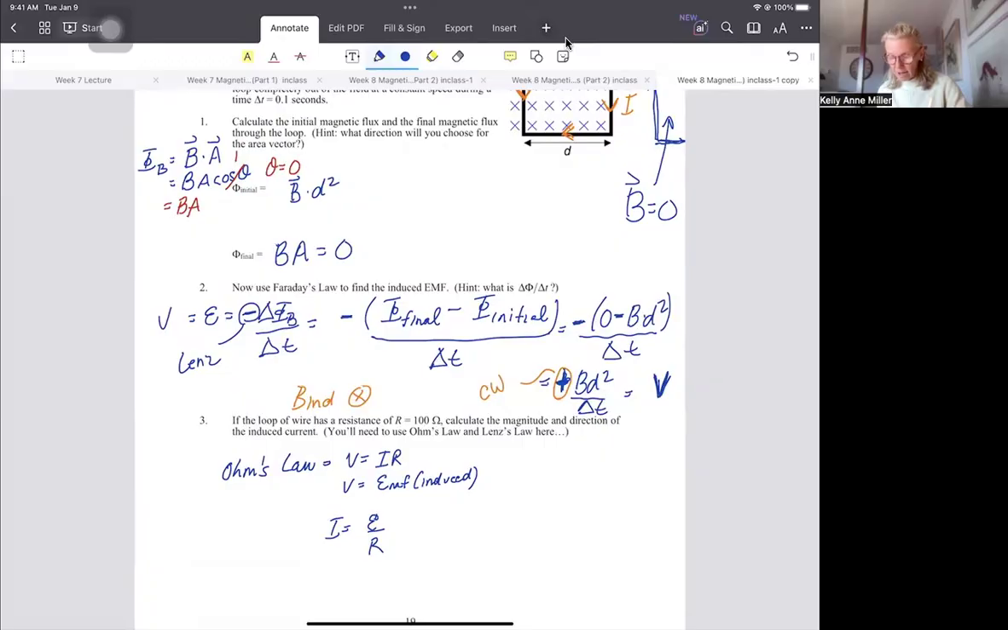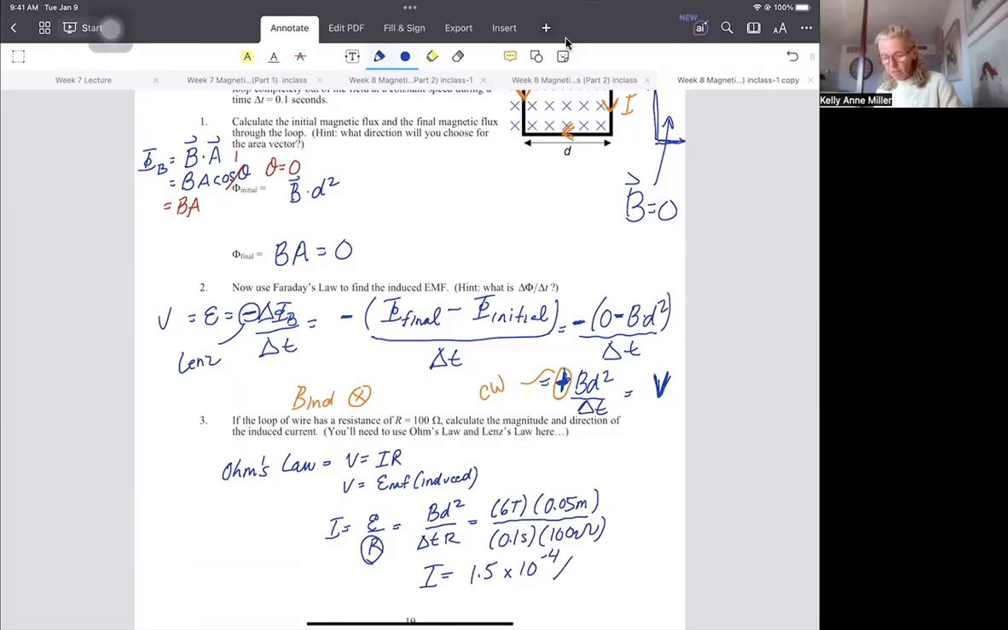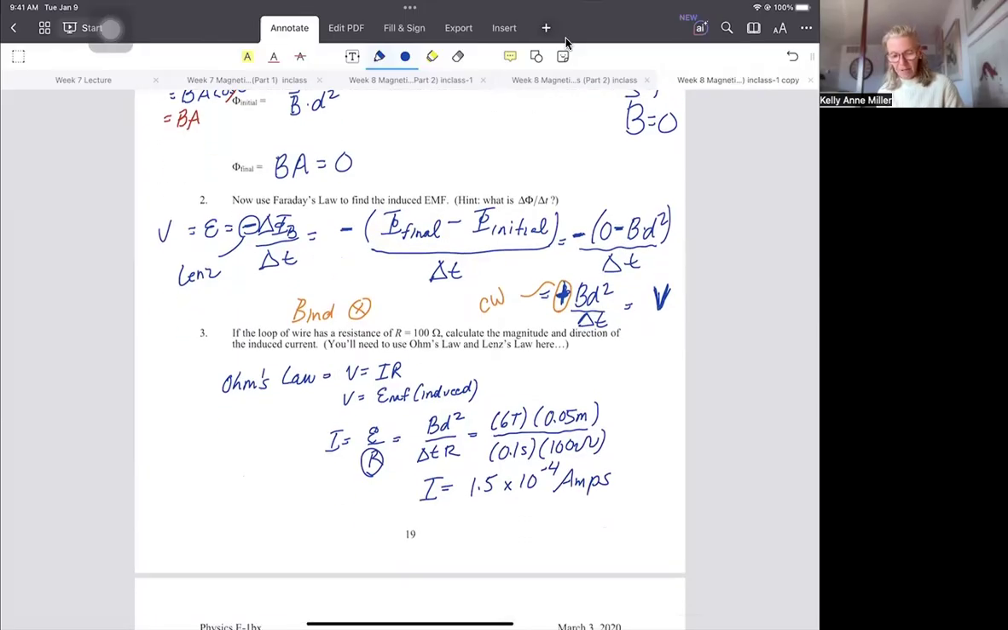And I know that the EMF, I just figured it out, is B times D squared divided by delta T, divided by R, from that part of the equation. And now I can just substitute in the numbers. So this is 6 Tesla, this is 0.05 meters, this is 0.1 seconds, and this is 100 ohms. And so I'm going to get a current of about 1.5 times 10 to the negative 4 amps.